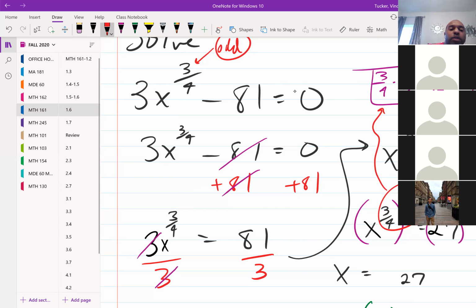All right. So now looking at the 27 to the 4/3 power. We've got a cube root of 27, and then we're raising that to the 4th power.